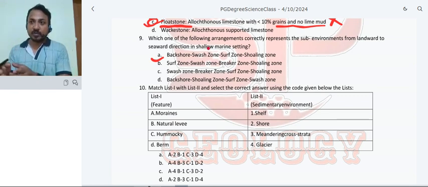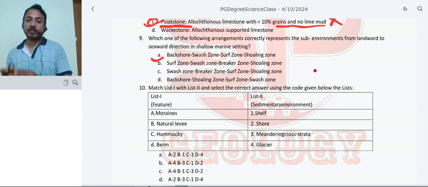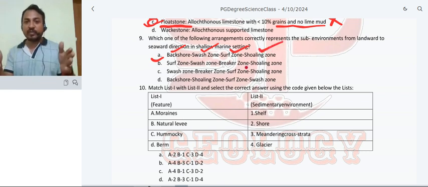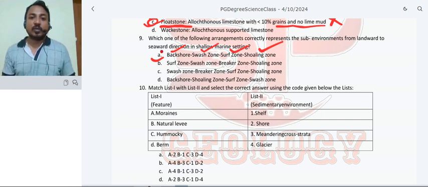Then you will get the surf zone, where the water is surf. Then below that you will get your breaker zone, where the wave will touch the wave base and start to break. Before that, your swelling zone, where the wave also interacts with the sea floor. In the swash zone it will carry material, and in the surf zone it will also erode and deposit. So the sequence from landward to seaward is backshore, then swash zone, then surf zone, then breaker zone, then swelling zone. So the answer will be A.